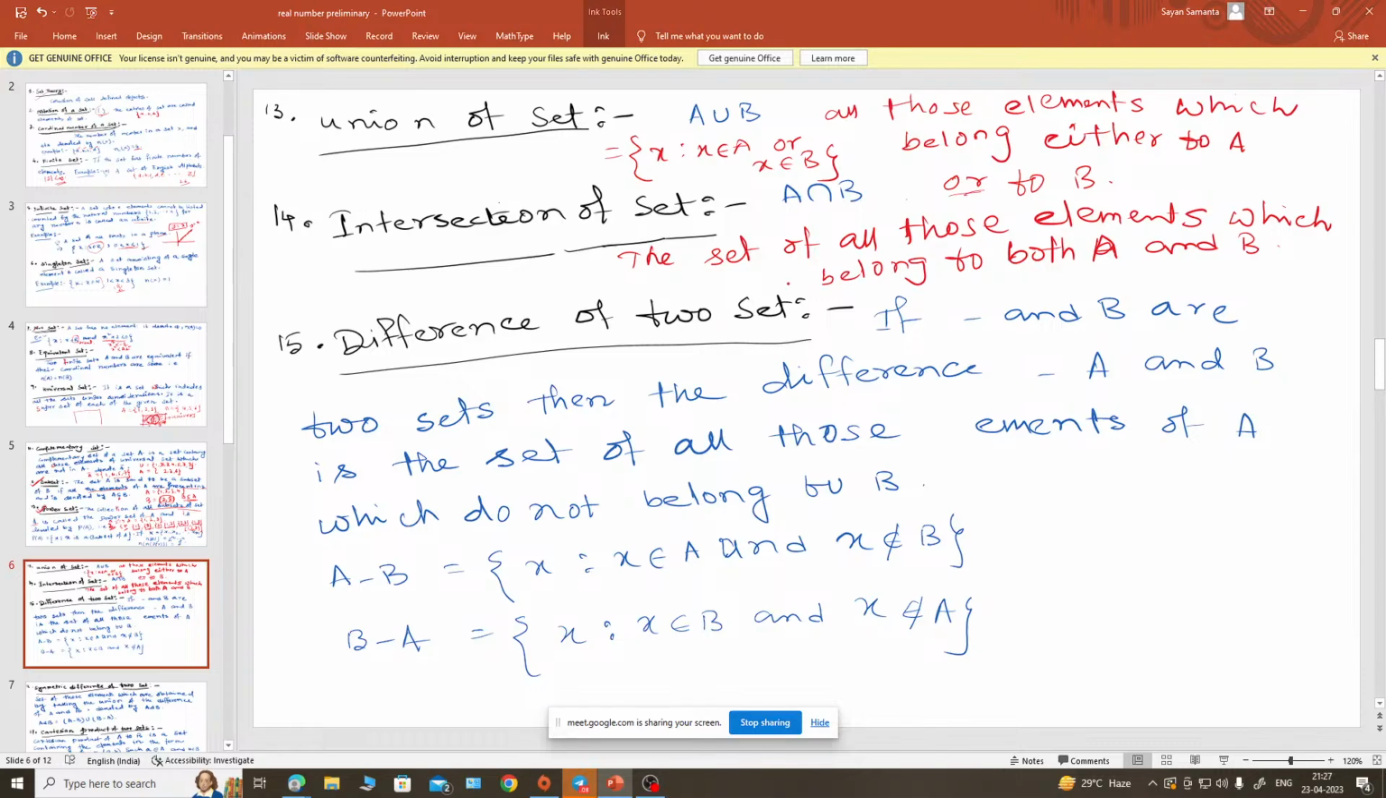The set of all those elements which belong to both A and B. So that is the intersection of sets. Is it clear to everyone?